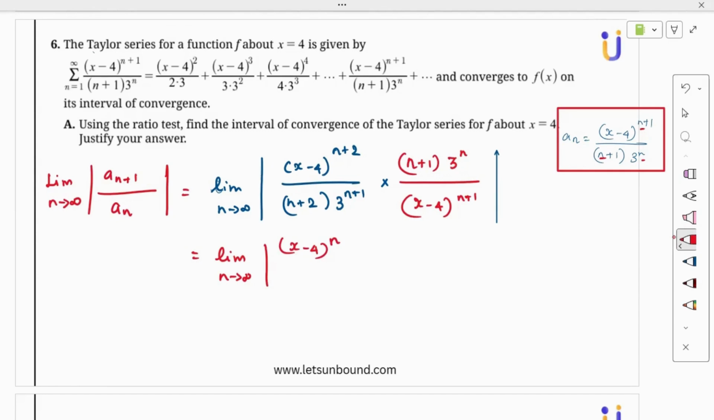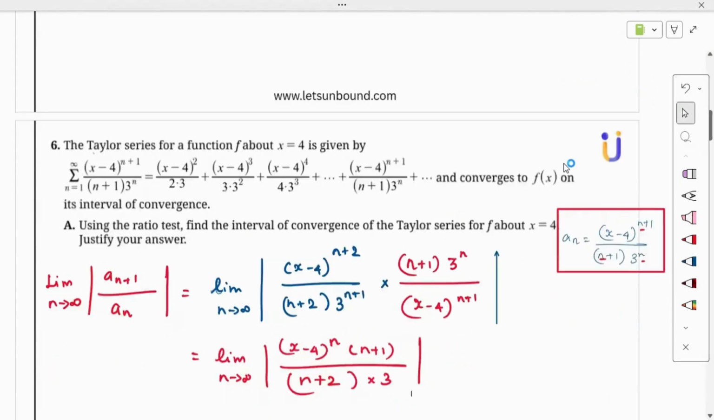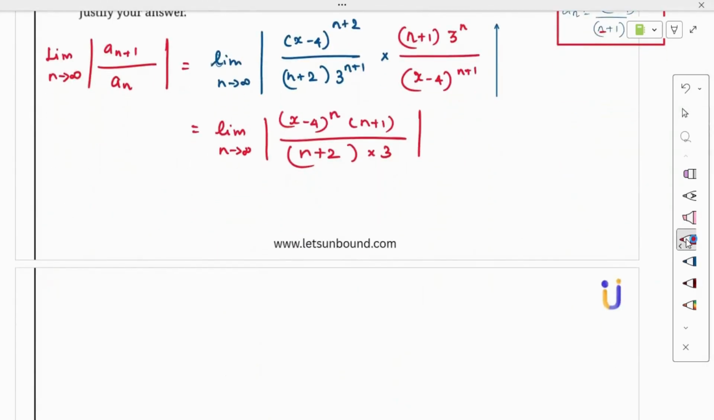n plus 2, n plus 1, you can't cancel. So they will stay as it is, n plus 1 by n plus 2. 3 power n divided by 3 power n plus 1 means 3 will stay in the denominator. Now, before n only, we will apply limits. Whichever have other known n part, you can take it outside.